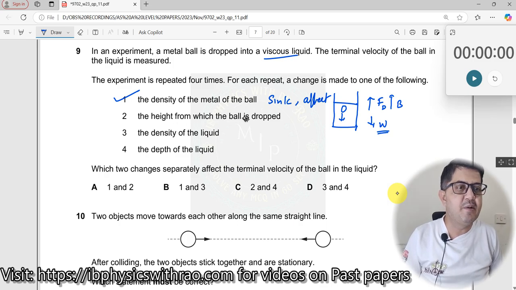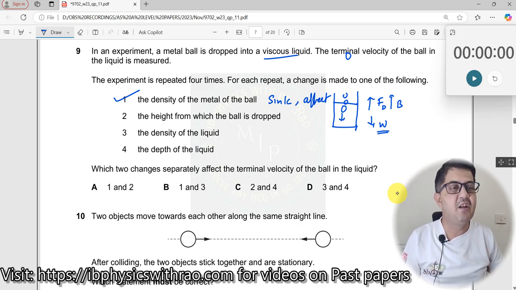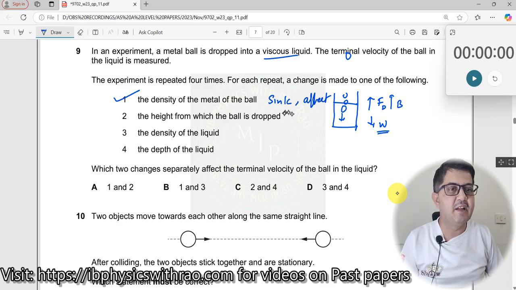The height from which the ball is dropped. Now instead of dropping the ball from here, if I drop it from here, then what can happen? Anyway, the impact speed will change, but the forces which are acting inside the fluid will not change. So therefore, this is not going to affect your terminal velocity. Terminal velocity is affected only because of the nature of the medium, and also the nature or the property of the object. It does not depend upon what height you have thrown it from. So therefore, it does not depend on this.